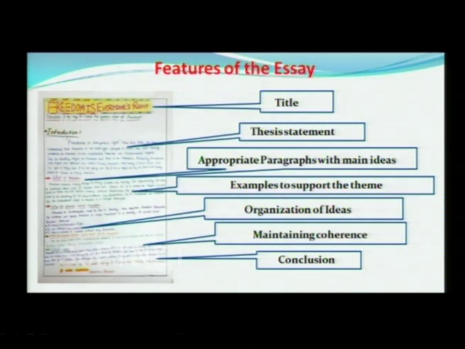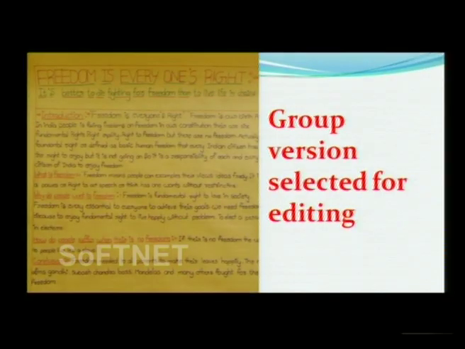All the paragraphs are linked, that is, the student maintained the coherence, and a proper conclusion is also given at the end. Now, children, till now we have edited the discourse specific indicators in the group version. Now, let us edit the errors in the selected group version. Look at the slide. This is the original group version developed by the groups. This group version we have selected for editing.